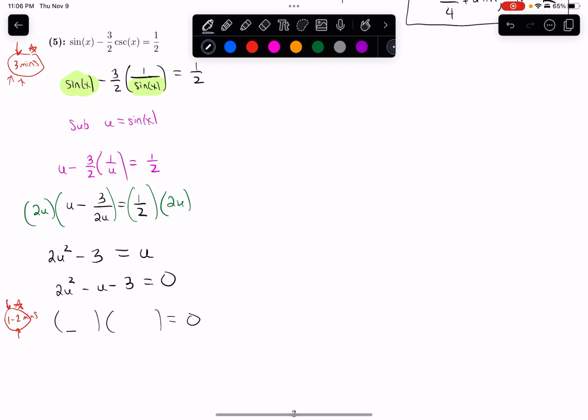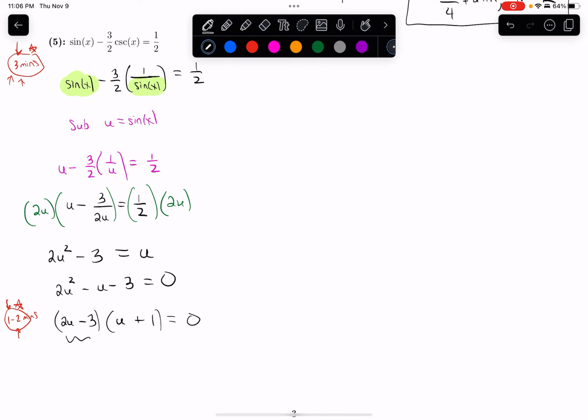Okay, so these first two terms, they got to multiply to 2u squared. The only options are really 2u and then u. The last two terms, they got to multiply to -3. But I can't just pick whatever I want, because I have to pick these terms in such a way that when I FOIL it out, the outer terms and the inner terms combine to make this -u. And that's where the trial and error comes into play. I may have to try a few things, but it turns out that what works is doing -3 here and then +1 there. Okay, so now I got it factored.